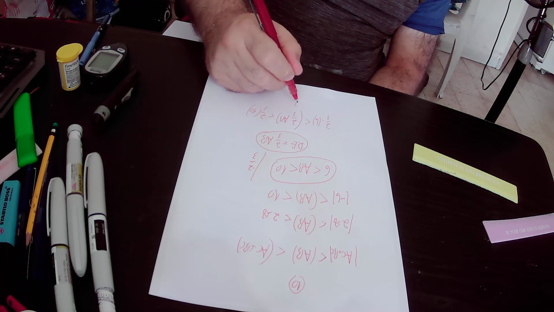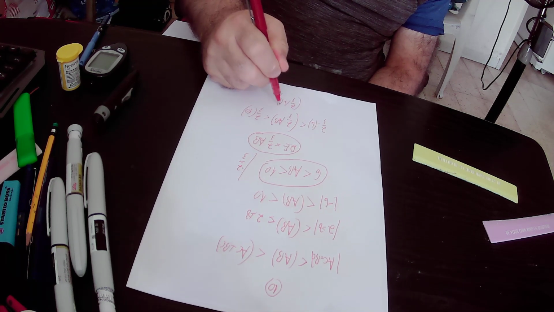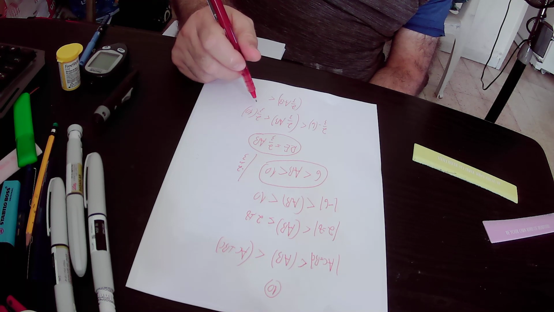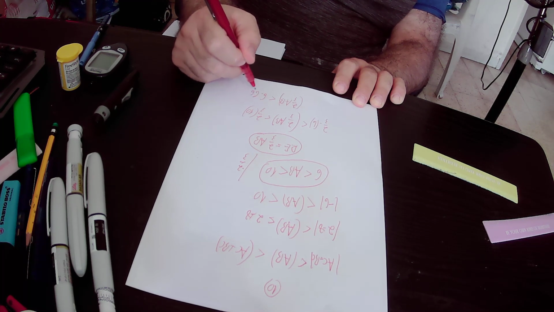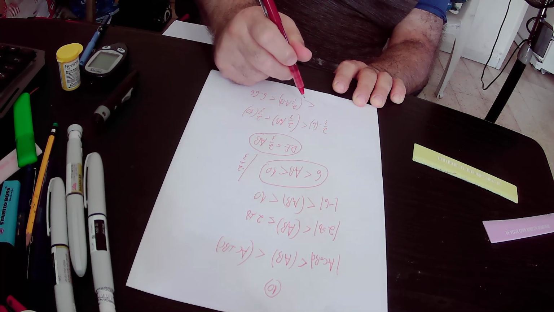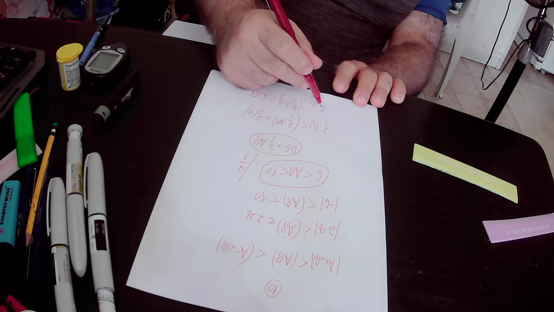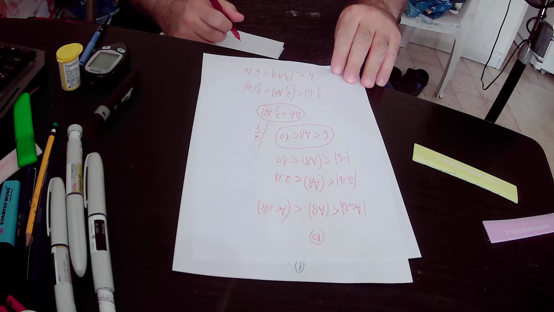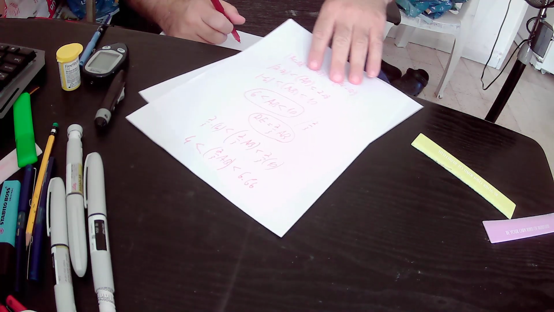So 2/3 times AB is smaller than: 2 times 10 is 20, and 20/3 is 6.66. And here we have 2 times 6 is 12, 12/3 is 4. So we got that 2/3 AB is less than 6.66, and it is greater than 4.